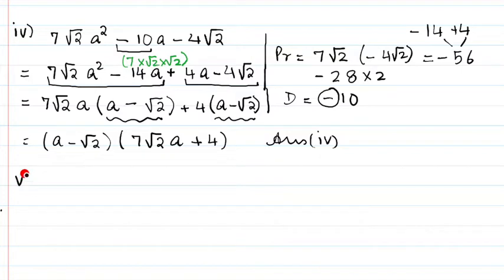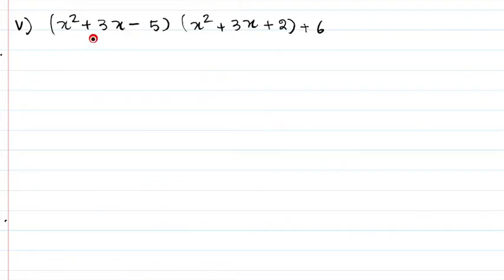Let us come to our fifth subpart. Now out here, can you see that in these two brackets this is common? So this will be using substitution and resubstitution method. So you will say let x squared minus 3x equal to m.